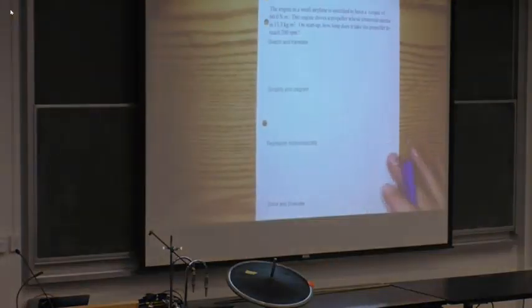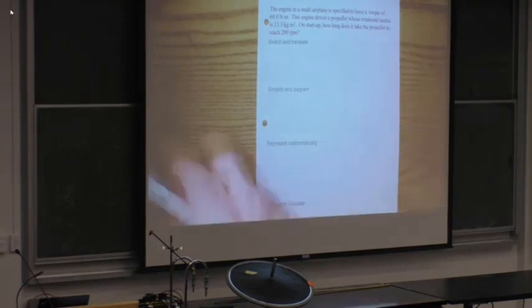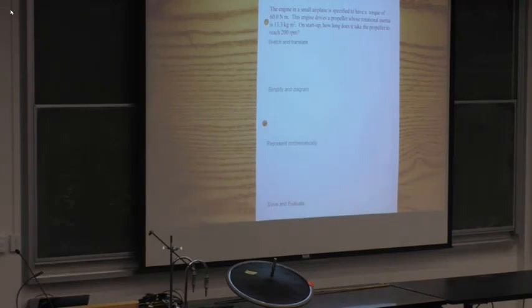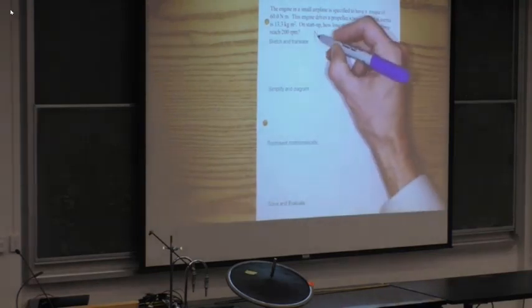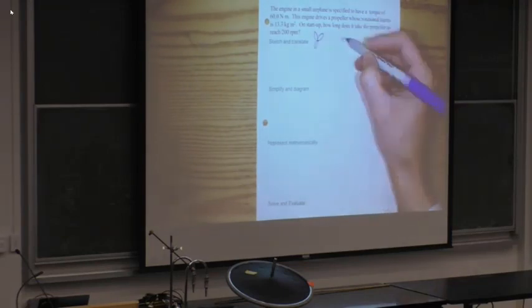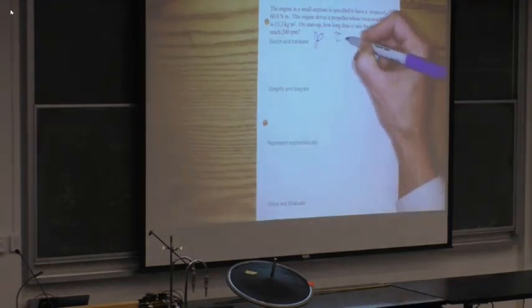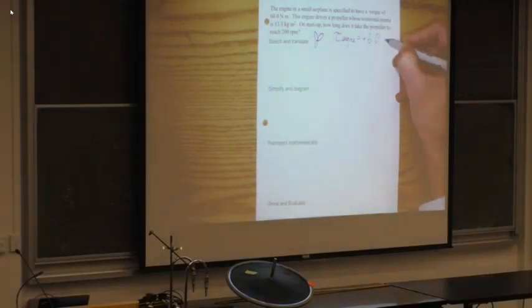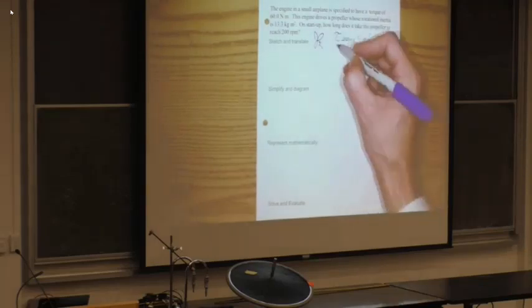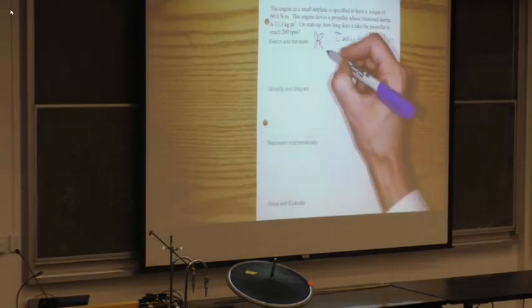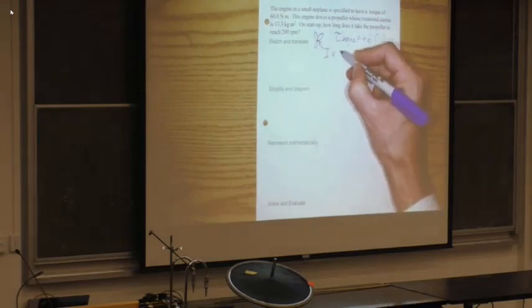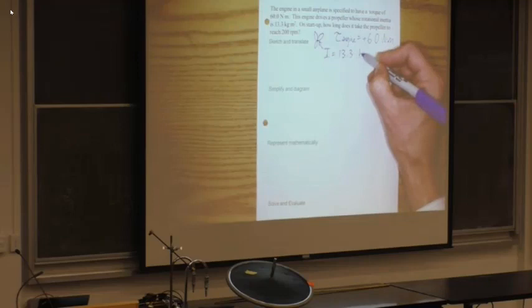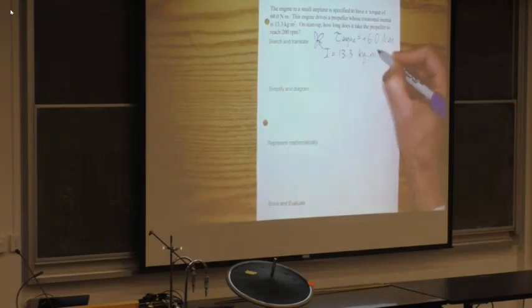The engine of a small airplane is specified to have a torque of 60 Newton meters upon, I guess it must be some sort of propeller. So there's the propeller. The torque of the engine is equal to, we'll call it plus 60 newtons times meters. And the engine drives a propeller whose rotational inertia, I, is equal to 13.3 kilograms times meters squared.